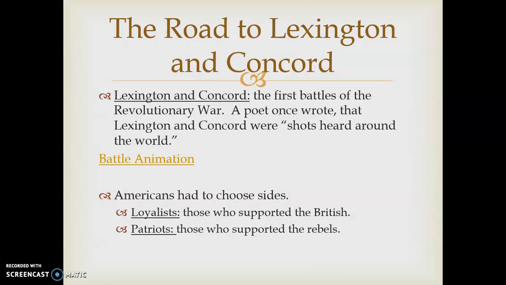But at Concord, as the British were coming in and trying to take all the ammunition and weaponry, all these militiamen and all these Minutemen from the different American patriots living in the area came out and chased all of these British all the way back to Boston town. So the Americans had to choose sides. They either had to become a loyalist, those who supported the British, a patriot, those who supported the rebellion, or they were neutral, like the majority of the Quakers, and did not want to take a side.